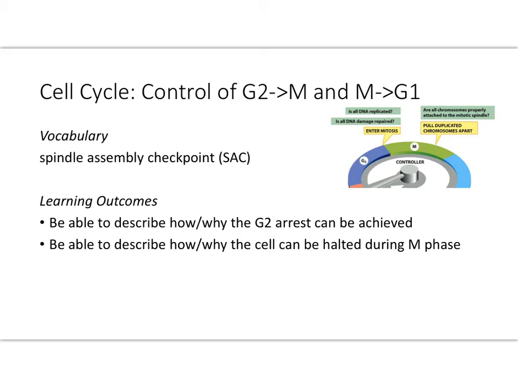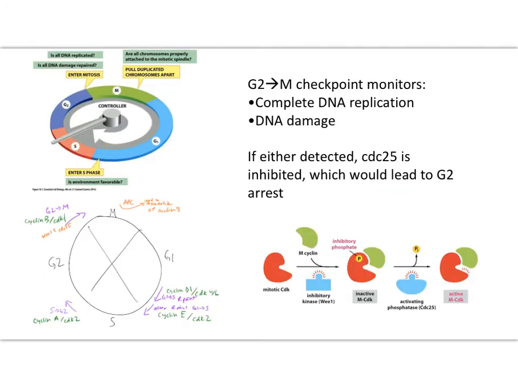This video is cell cycle, control of G2 to M and M to G1. So let's talk about the G2 to M checkpoint. That is our checkpoint over here, in which the things that are monitored by the cell are whether DNA has been completely replicated, and if any sort of DNA damage that's present has been repaired. And if either of these things is detected, then CDC25 is inhibited, and that would lead to G2 arrest.